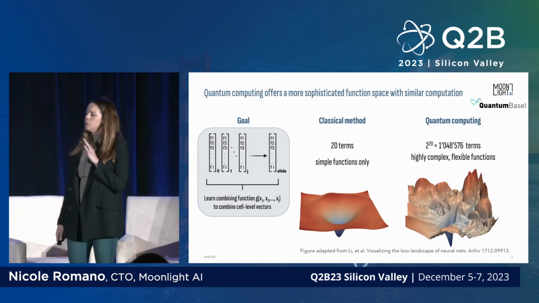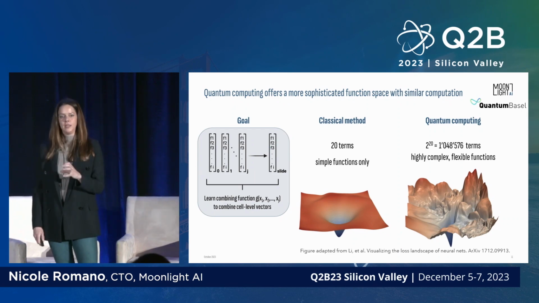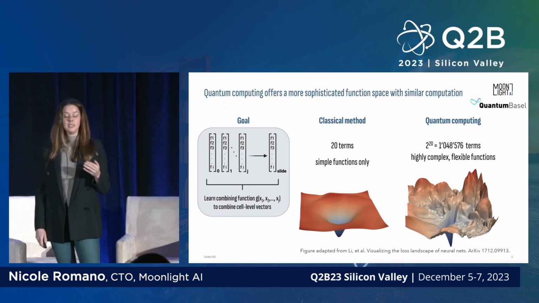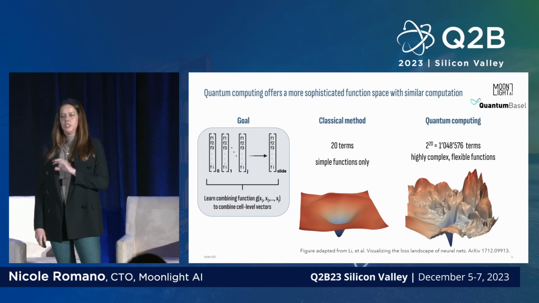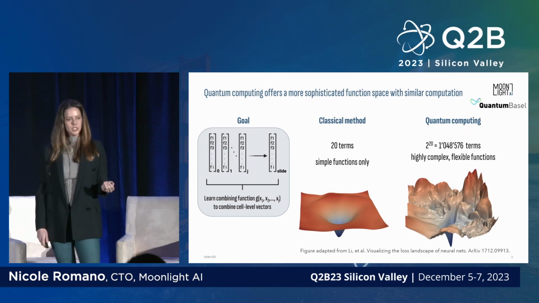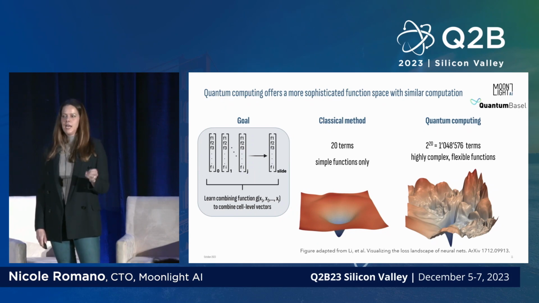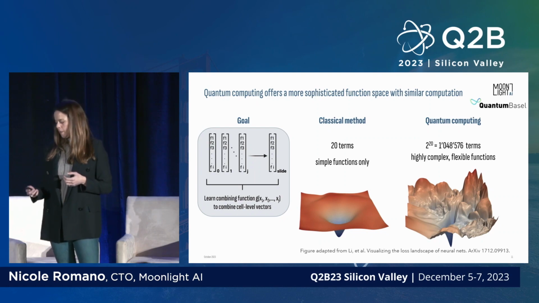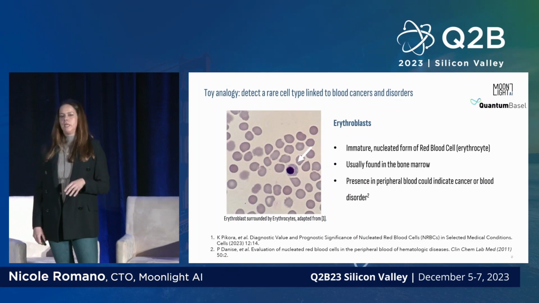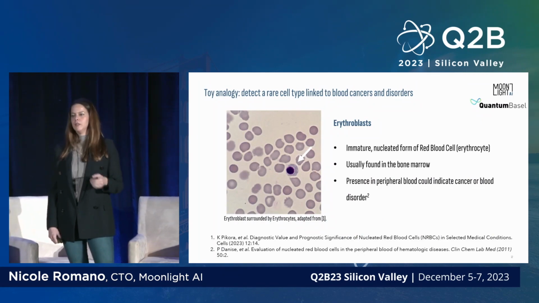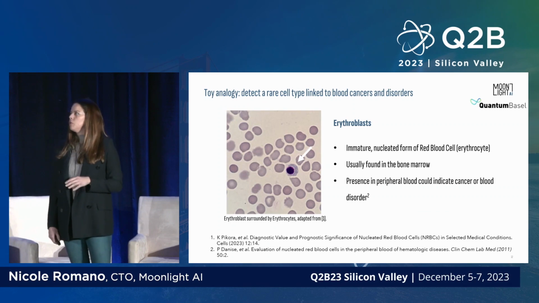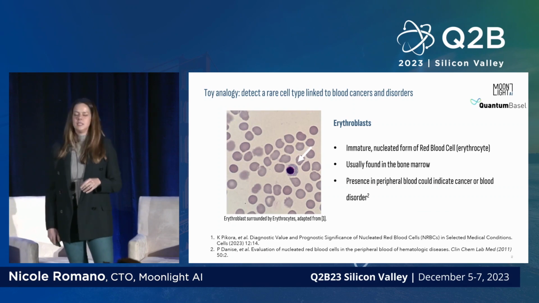So what we did is we designed a toy analogy. It's still clinically relevant, and it's actually quite clinically interesting, but it's going to be an analogy where we're not detecting mutations, we're detecting cell types that are important and clinically relevant for decisioning. And the reason we're doing this is because cell types are much easier to get cell-level annotations for. So the analogy that we came up with is the detection of erythroblasts in peripheral blood.